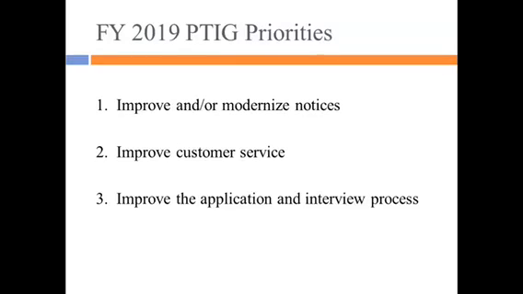The funding priorities for this grant competition change each year based on FNS agency priorities and SNAP program needs. This year, projects should prioritize at least one of the following: improving and/or modernizing notices, improving customer service, and improving the application and interview process. Proposals must also identify how one or more SNAP certification processes will be improved as a result of the project.